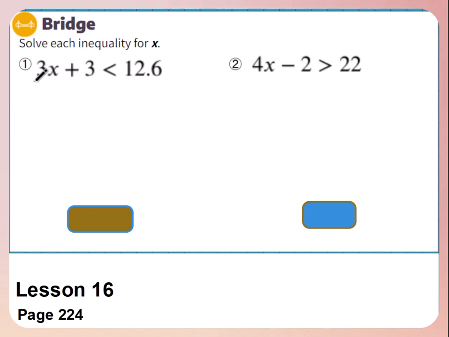So now we're going to start trying to undo everything that's around this variable using reverse order of operations. We're going to start with addition, subtraction. I can see we're adding 3, so the opposite of add 3 is subtract 3. I'm going to subtract 3 from both sides.